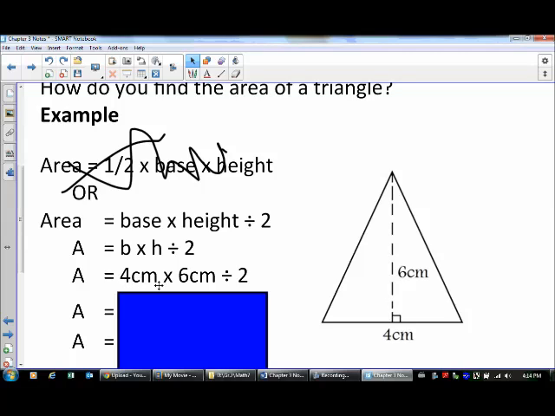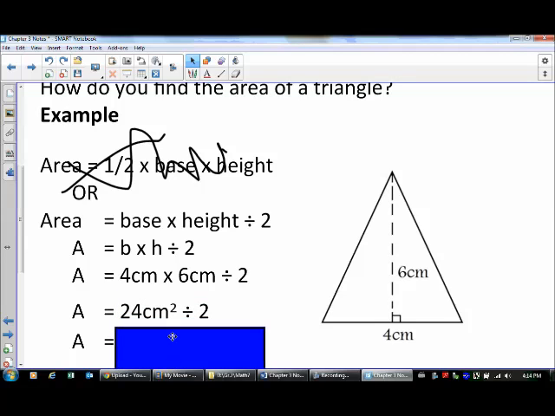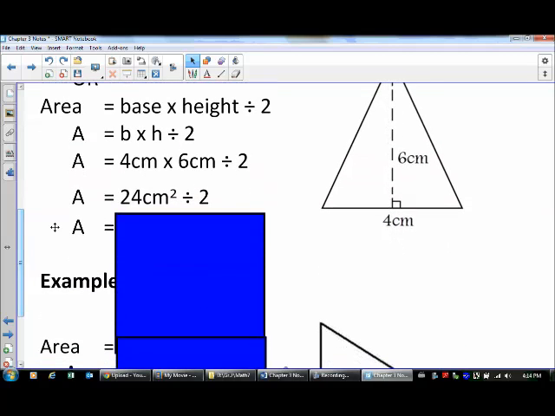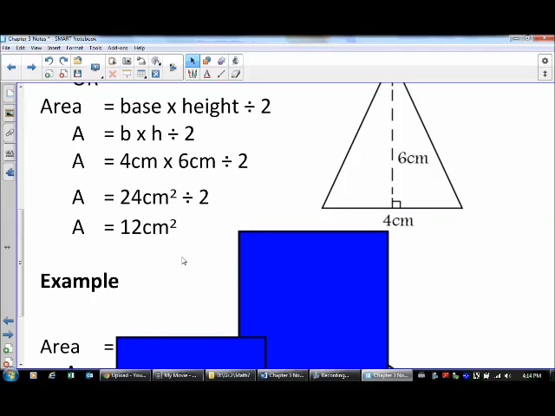In order of operations, multiplying and dividing are done in the same step, but you go from left to right. So don't ever do the second one first. We always do our first one here. So 4 times 6 gives us 24, and now our units are centimeters squared, because we've multiplied them together. Then we divide by 2, and we get an area of 12 centimeters squared. And that's the area of that triangle.